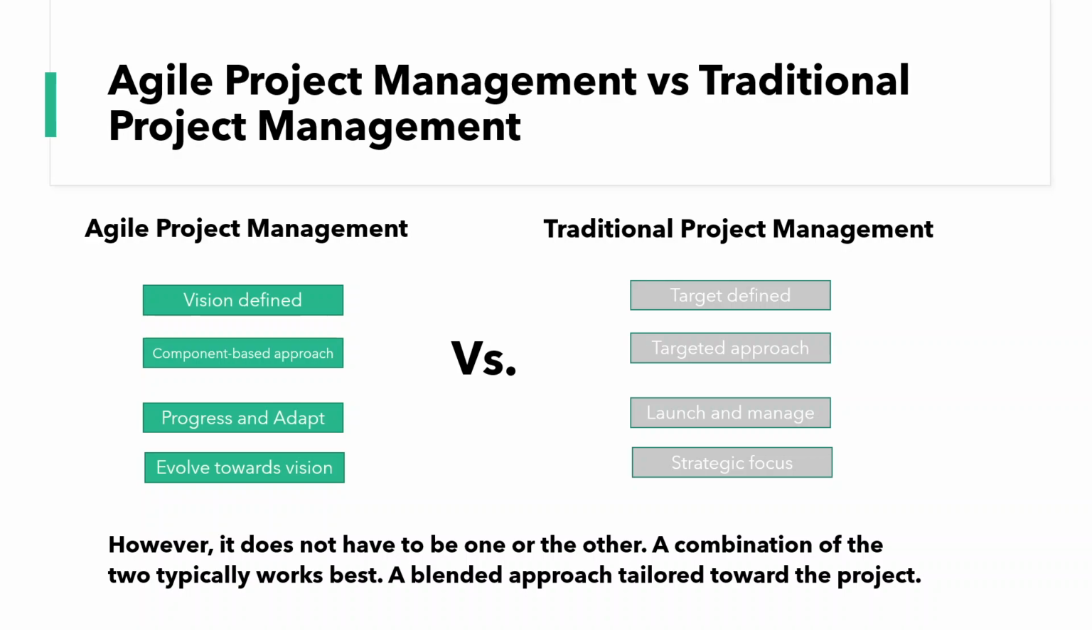Agile Project Management is all about evolving towards a vision, whereas traditional project management has a very strategic and defined focus. I would just like to point out the caveat that with project management, it doesn't have to be one or the other. A combination of Agile Project Management and traditional project management approaches can, and typically does, work best. So a blended approach that is tailored toward the project.